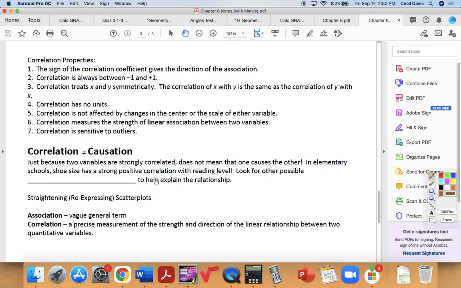Okay, correlation does not equal causation. Just because two variables are highly correlated, they have a strong linear association, doesn't mean that there's a causation. Let me give you the example that I gave her. Did you know that in every elementary school in the United States, and pick any other country in the world you want to for that matter, that shoe size and reading level are strongly correlated? That the correlation coefficient is nearly 1. It's a true statement.